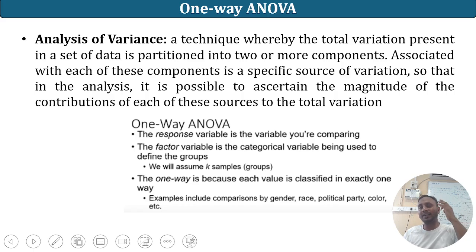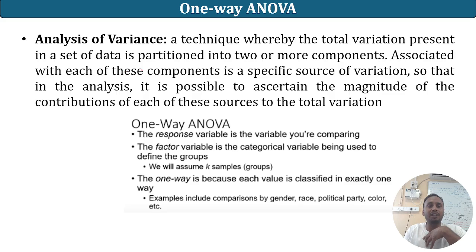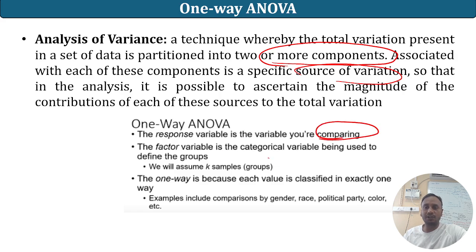So analysis of variance is something like we take a set of data and partition it into two or more components. Associated with each component is a specific source of variation, and that is how the analysis works. Here, the response variable is the variable you are comparing. The factor variable is a categorical variable used to define the groups.